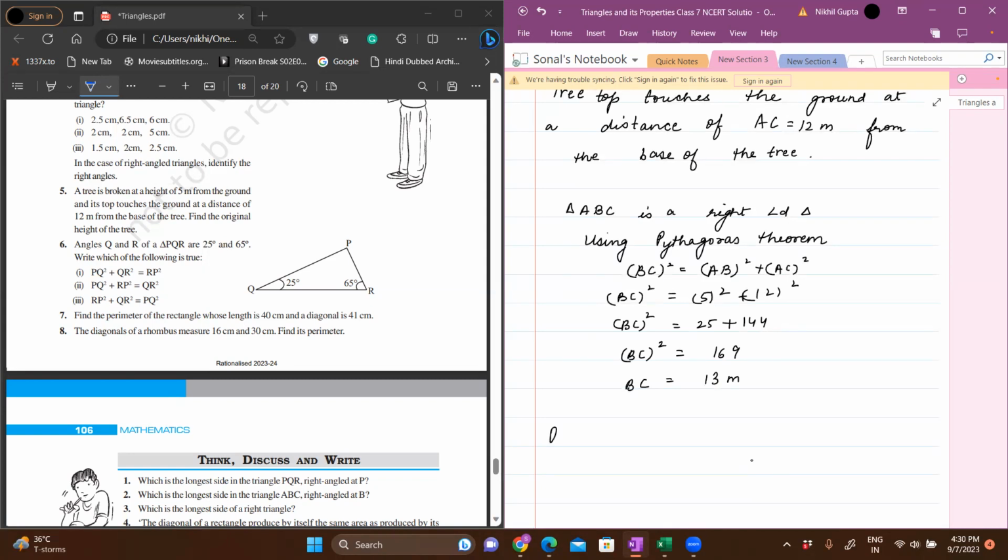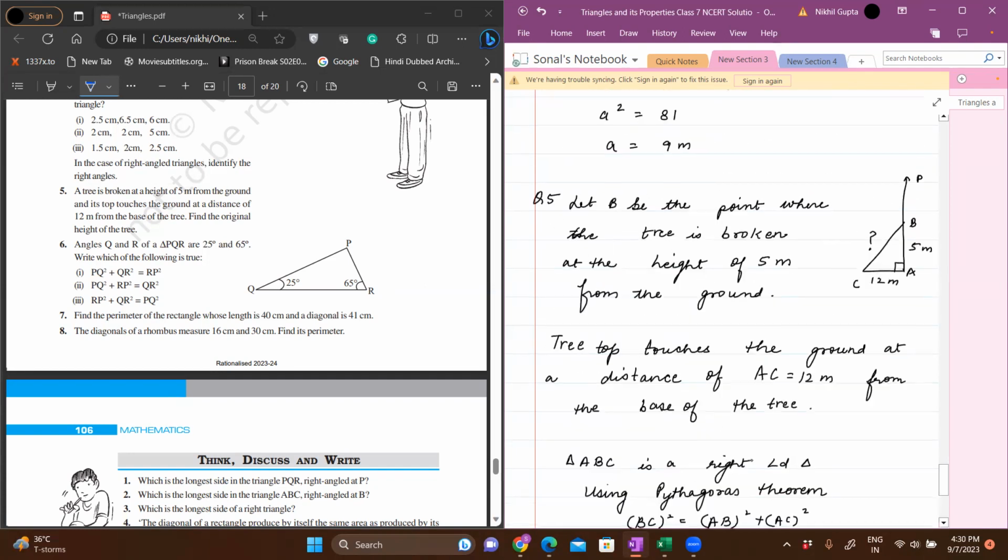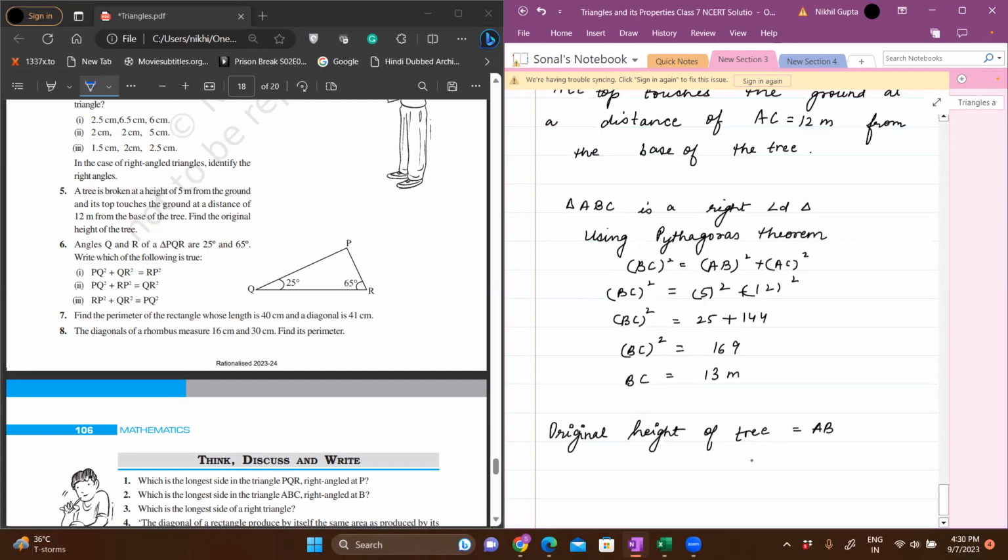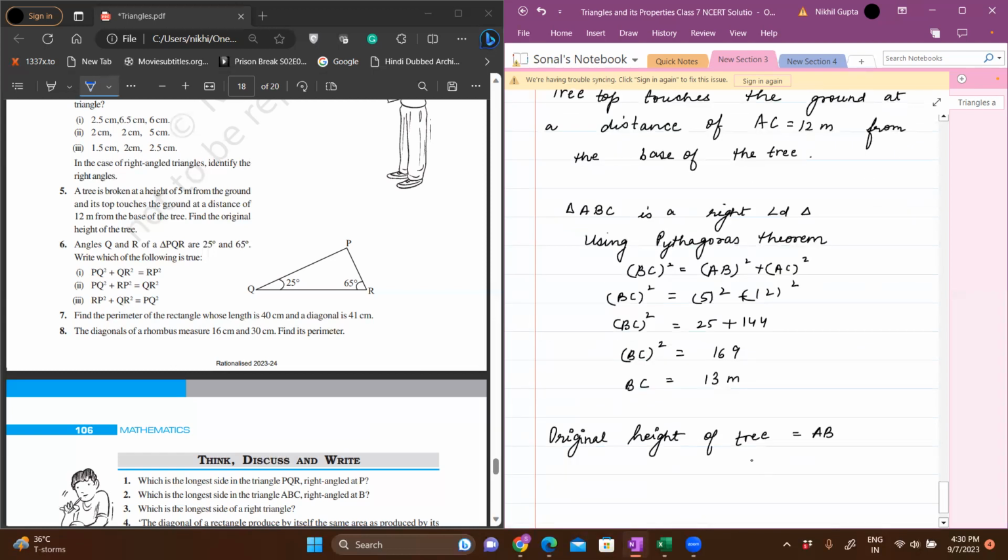Then the original height of the tree is equal to AB plus BC, which is equal to 5 plus 13, 18 meters. This is the original height of the tree.